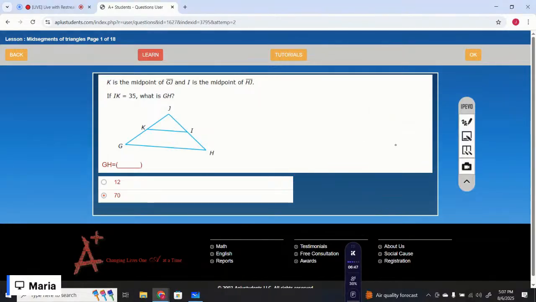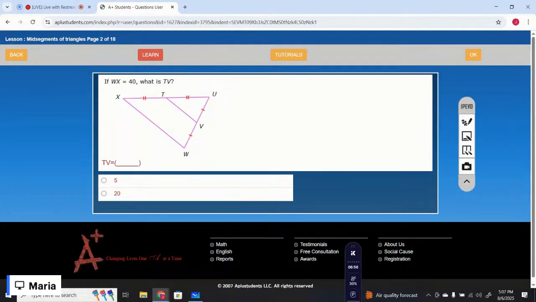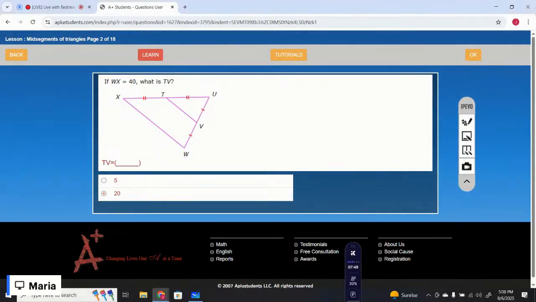Okay, let's start with the next one. The correct option is 70. If WX equals 40, what is TV? If WX equals 40, then TV is exactly half of WX. So VT equals half of WX. So WX is 40, half of WX is 20. So the correct option is 20. Option number 2 is the correct option.